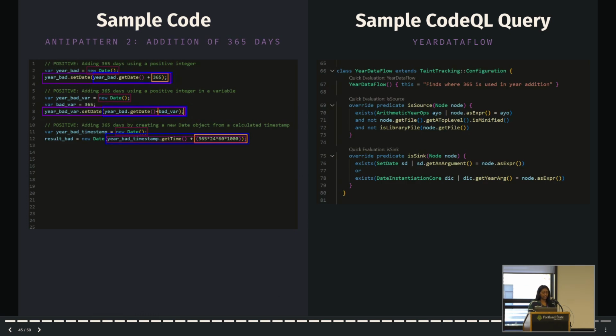Within the sink predicate, we know that it either has to be a set date object or a date instantiation core object. So what this is saying basically is that if a set date exists, that could be a sink, so just save it as an endpoint. Or if a date instantiation core object exists, once again could be a sink, so save it as an endpoint. Behind the scenes, when we run this, CodeQL will look for any paths between those starting nodes and those ending nodes. And if one exists, that means there is a path from a bad start to a bad finish. And we have possibly found an example of a true positive for the addition or subtraction of 365 days.